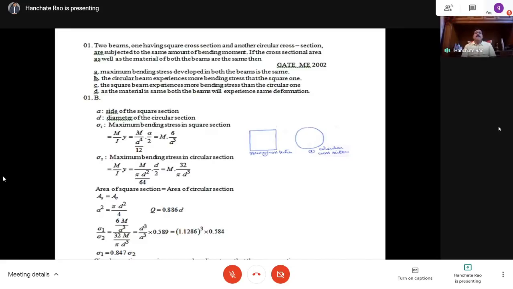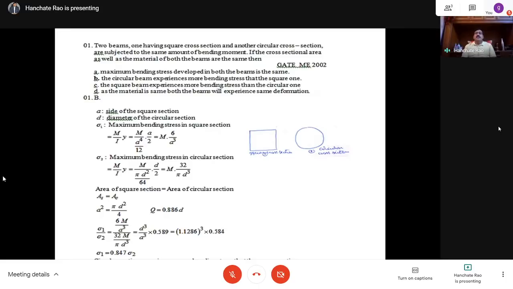If the cross sectional area as well as the material of both the beams are the same, then he is asking: the cross sectional area of both sections is the same, and the material is also the same. Material is the same means Young's modulus is the same. Options: maximum bending stress developed in both the beams is the same; circular beam experiences more bending stress than the square one; the square beam experiences more bending stress than the circular one; as the material is the same, both the beams will experience the same deformation. So the four responses are given.